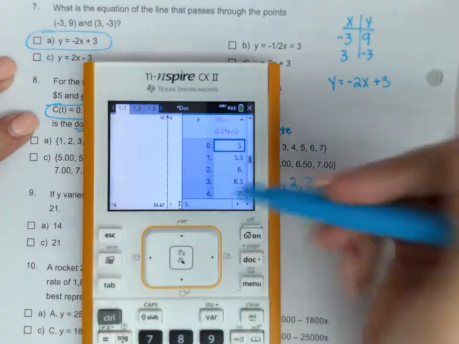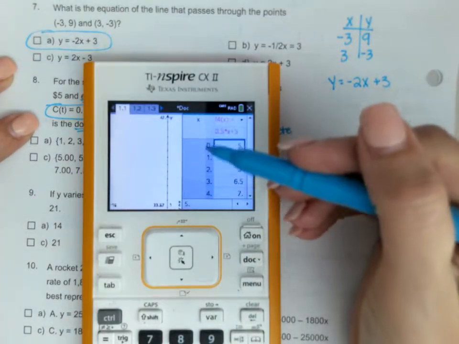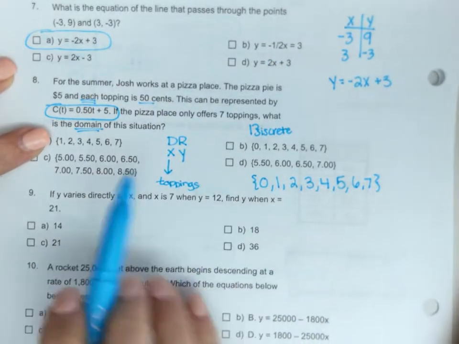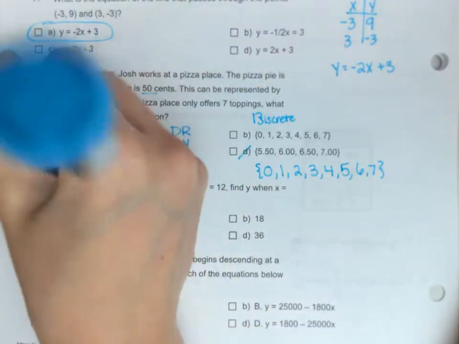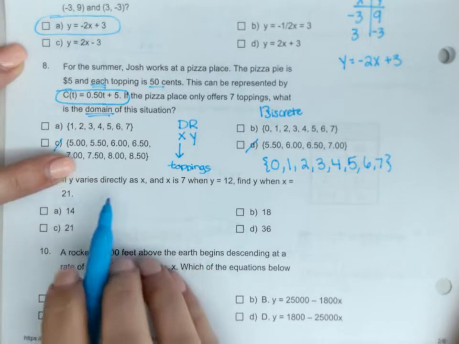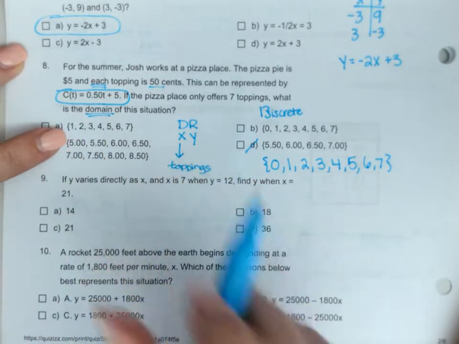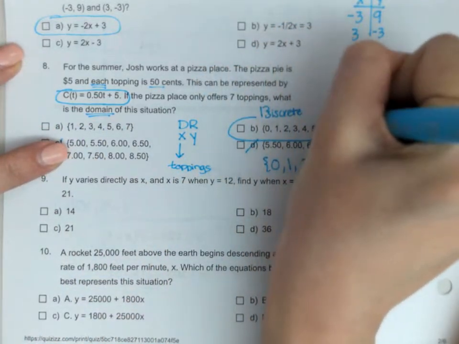The x values, the things I see on this column, go by ones. Over here, you know it's not D or C because those are going by the 50 cents. And here, you can have 0 toppings, so your answer is B.